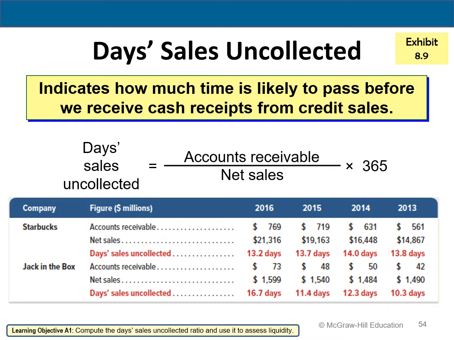Right? So if we look at Starbucks versus Jack in the Box, and we look at the trends, let's see. It looks like Starbucks is really hovering right around 13, 14 days to collect their receivables. Whereas Jack in the Box looks like they're trending the wrong direction, right? So it's taking them longer and longer to collect their receivables. Is that good or bad? I don't know. I wouldn't say it's excellent, right? The longer your cash is tied up in accounts receivable, the harder it is to pay your bills, right?